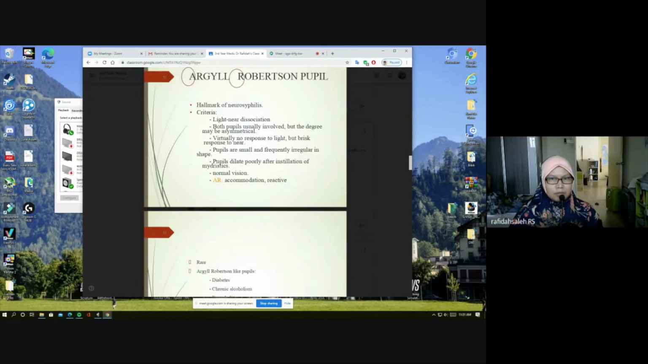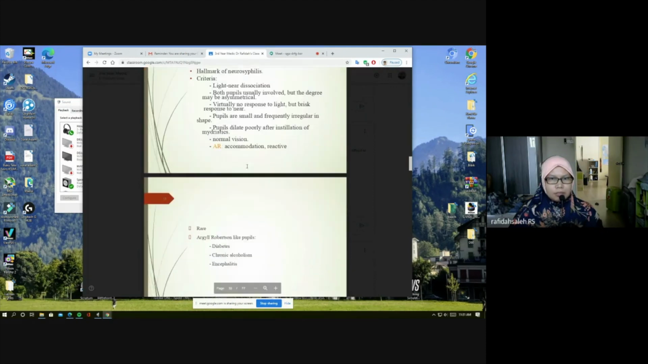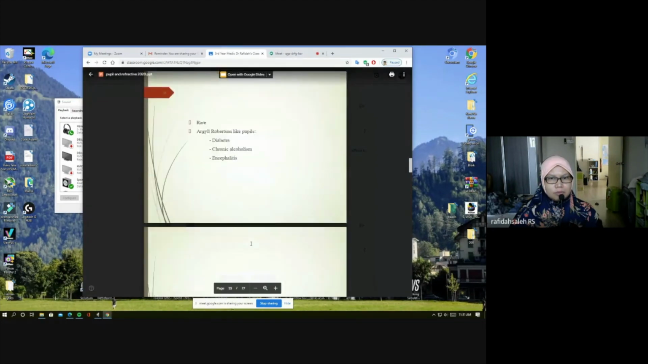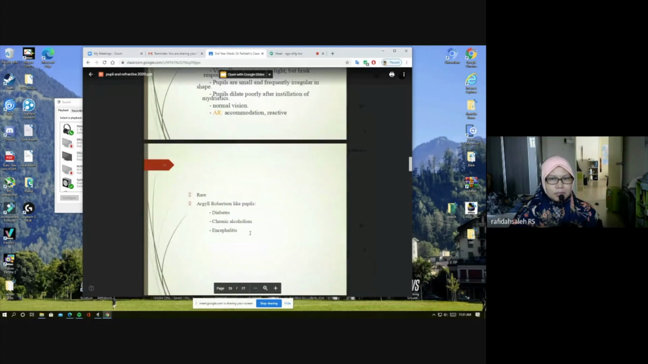Pupils are small and frequently irregular in shape. Pupils dilate poorly after instillation of mydriatics, however the vision is normal. It is quite rare, but there are other conditions like Argyll Robertson-like pupils, such as in diabetes, chronic alcoholism, and also encephalitis.